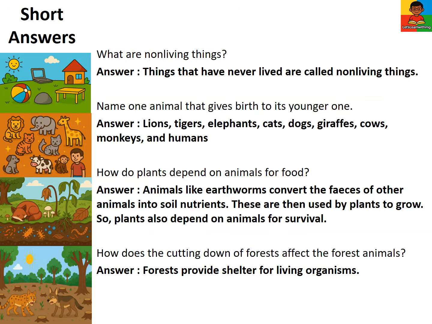How do plants depend on animals for food? Animals like earthworms convert the feces of other animals into soil nutrients. These are used by plants to grow. How does the cutting down of forests affect the forest animals? Forests provide shelter for living organisms.